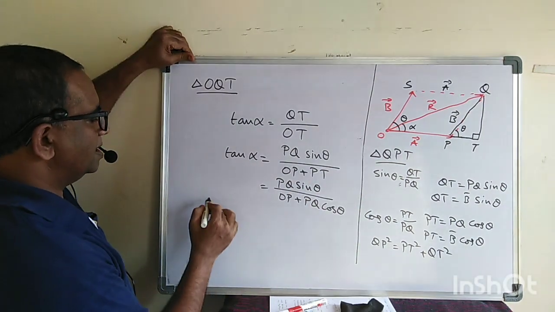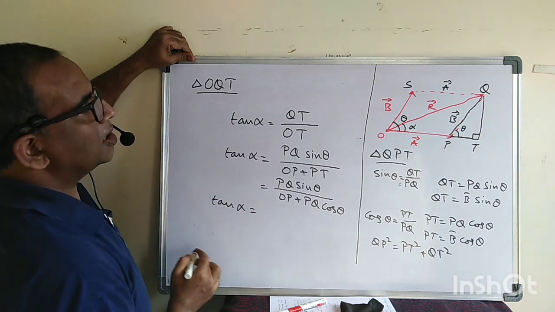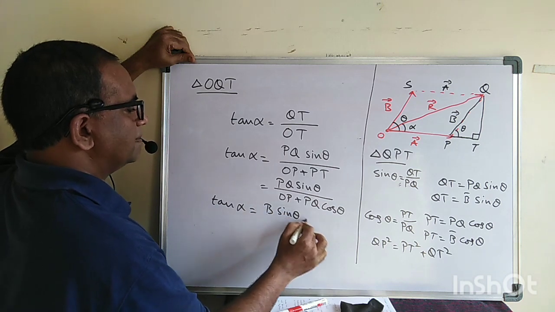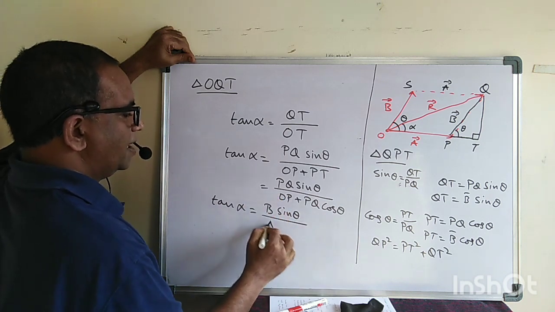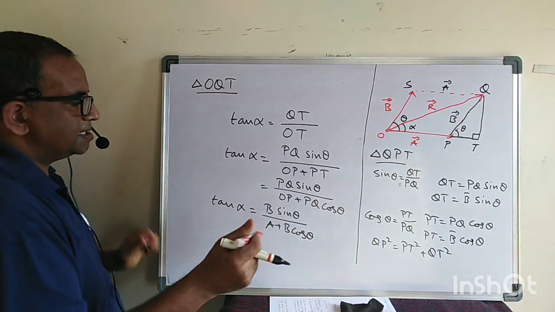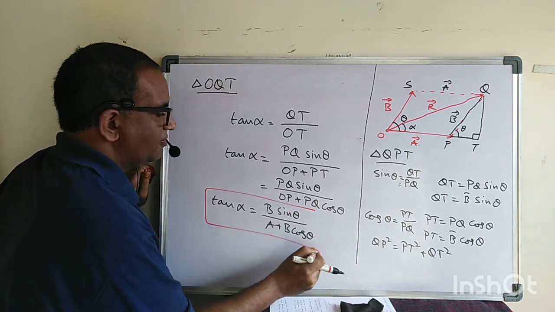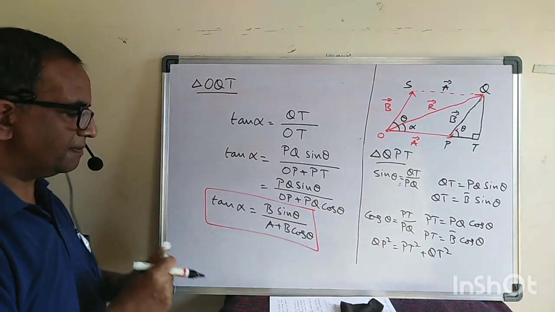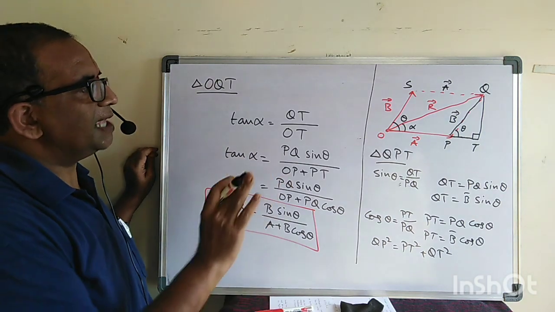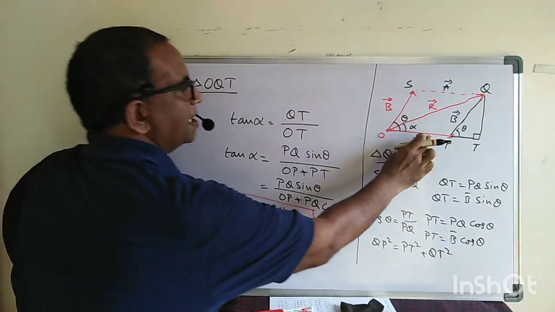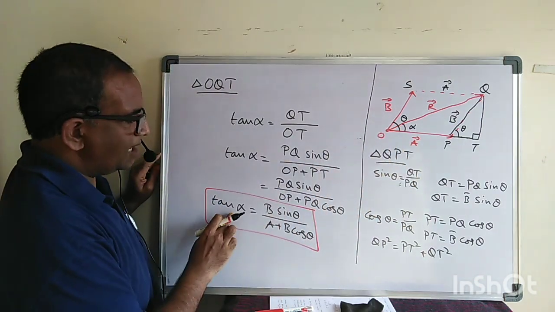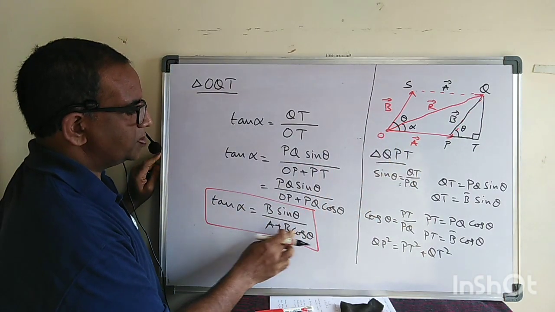Now in the place of PQ, you can write B. Therefore, B sin theta by, OP is A, so A plus B cos theta. So this is our required result. Based on this tan alpha, you can find the angle made by the resultant. What is the angle made by the resultant with the vector A? Tan alpha equals B sin theta by A plus B cos theta.